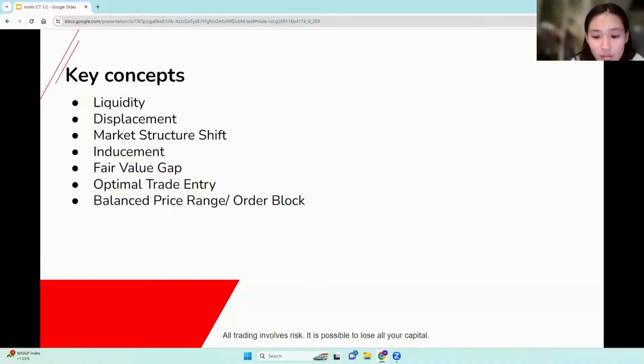Okay, so firstly, for our key concepts, we'll go through liquidity, followed by displacement, market structure shift, inducement, fair value gap, optimal trade entry, and lastly, balance price range or order block. So these are the fundamentals that you need to know in order to take advantage of trading in this style.